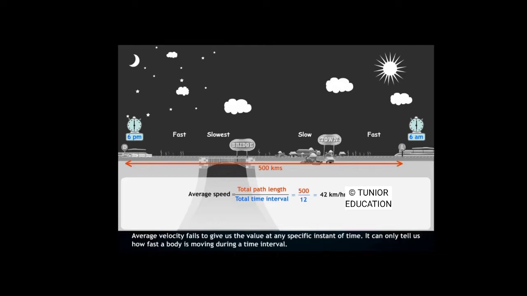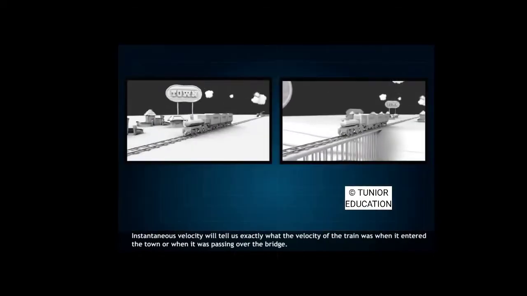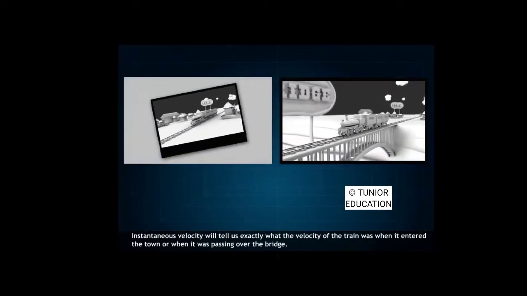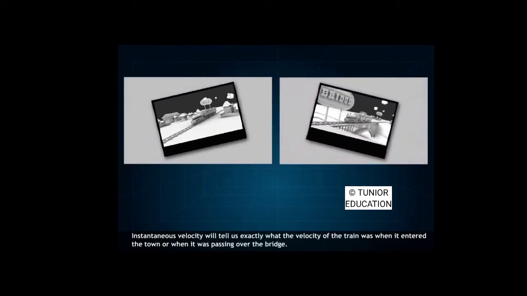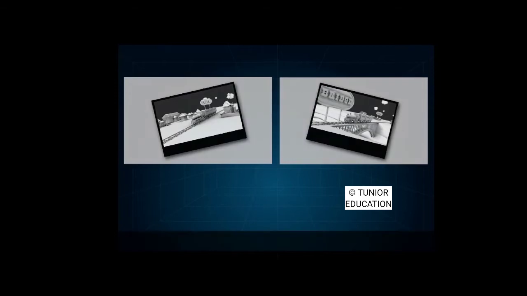Average velocity fails to give us the value at any specific instant of time. It can only tell us how fast a body is moving during a time interval. Physicists use the term instantaneous velocity to describe velocity at any specific instant of time in an object's motion. Instantaneous velocity will tell us exactly what the velocity of the train was when it entered the town or when it was passing over the bridge.